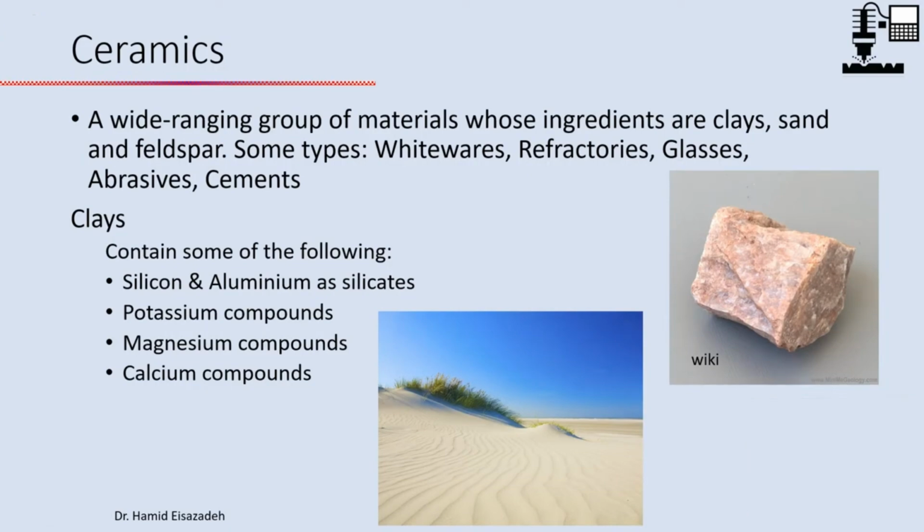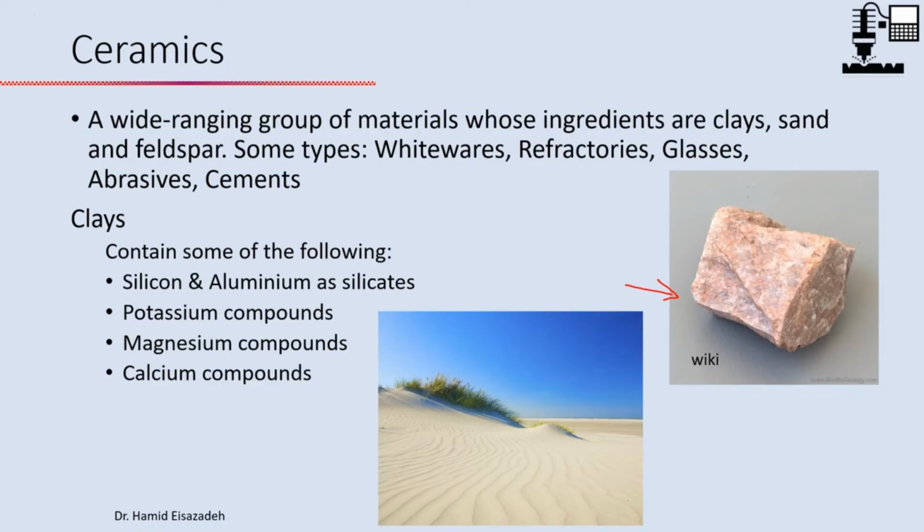Ceramic is actually a wide-ranging group of materials, and the ingredients of these materials can be clay, feldspar, and some types of ceramic are whiteware, refractory, glasses, abrasive and cements. Feldspar is a group of rock-forming tectosilicate minerals like this one.